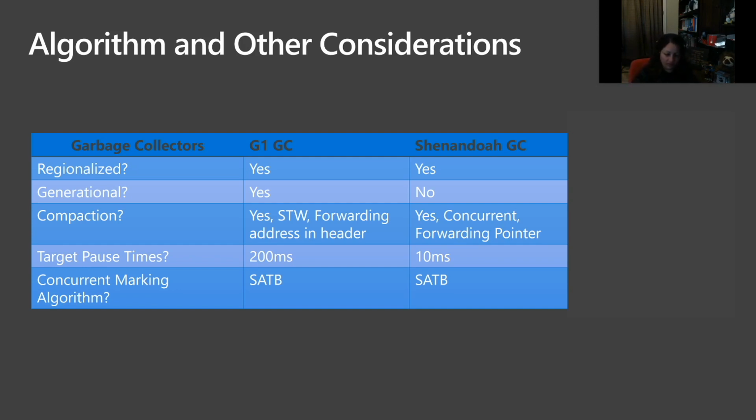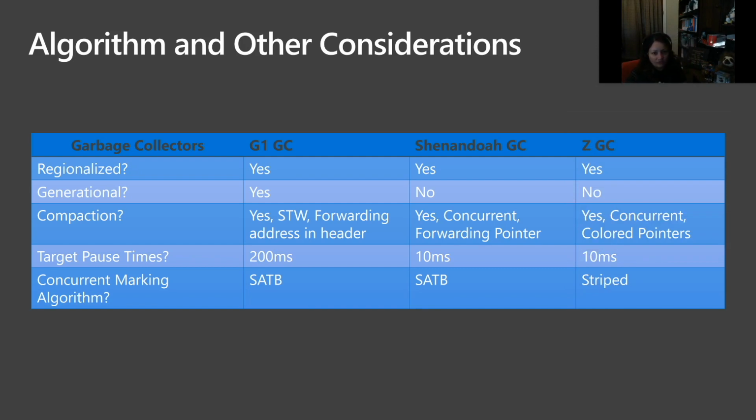But because of the concurrent compaction, you can achieve tighter pause time goals, and Shenandoah aims to achieve 10 milliseconds or less. The marking algorithm is the same as in G1GC's case, which is called snapshot at the beginning as well.